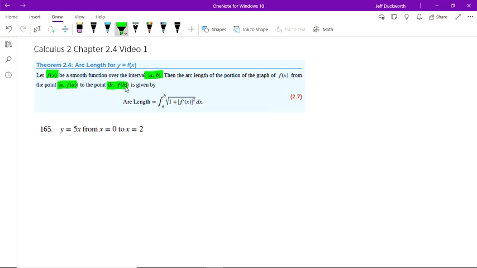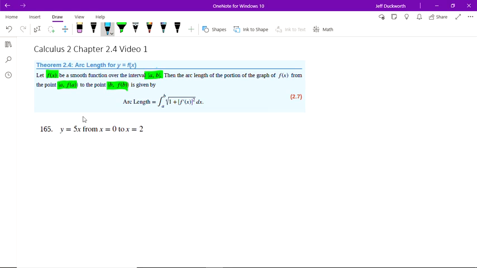So we're going to take the definite integral from a to b of the square root of 1 plus the derivative of the function squared. All right, so let's try to do this with a fairly easy one here. It's just a straight line, so no crazy function going on here. So let's do 5x.